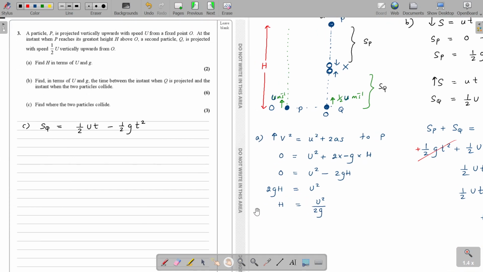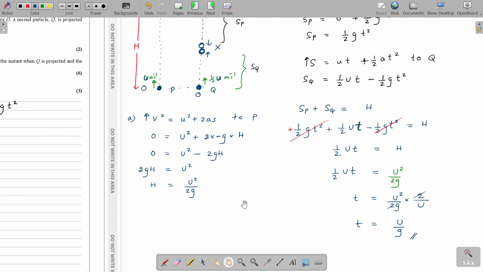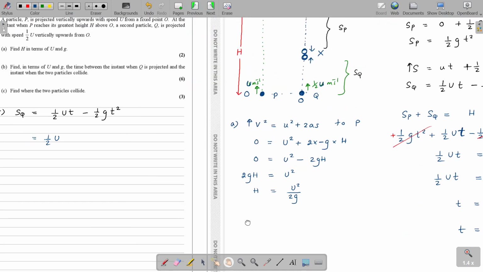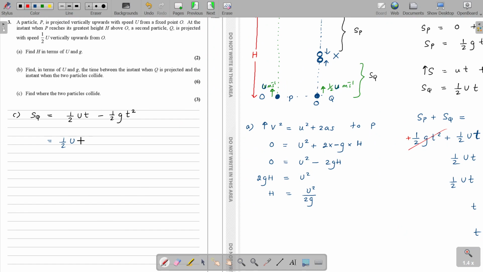Okay, then shall we input the values that we found? Now we found the t value, right? Half u, what is the t value we found? T is capital U over G. Can you see? So replace T with U over G.